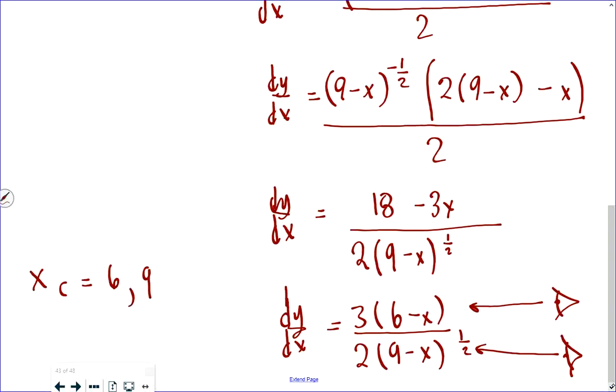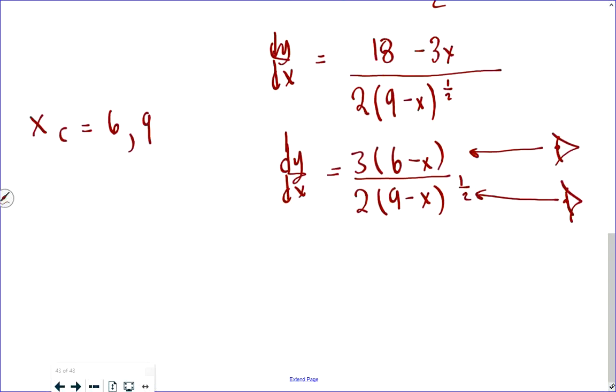So what will our chart look like? Our chart will go from negative infinity to 6. Correct? And then what? Well, then 6 to 9. And then what?